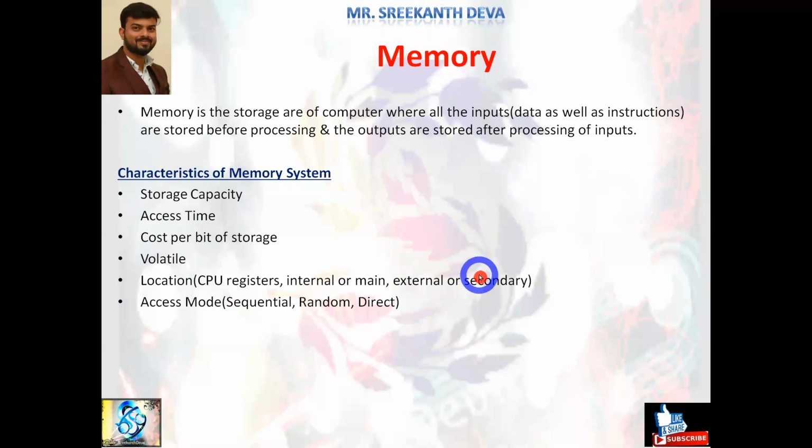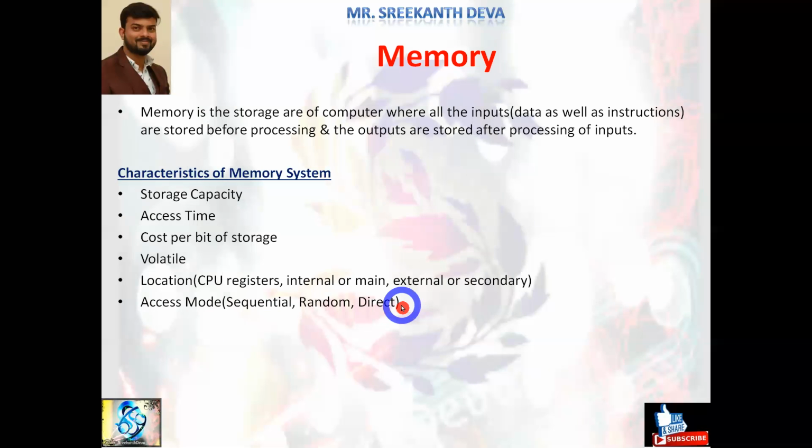Next, external or secondary memory. It comprises secondary storage devices like external disks, hard disks, magnetic tapes, and so on. These all come under external memory. We access the data from an external area. Coming to the access modes: sequential, random, and direct access.